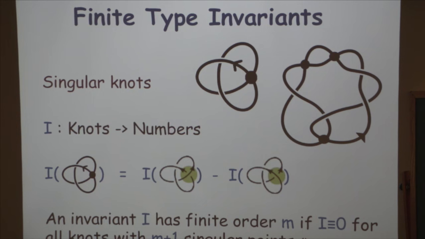What are the examples? So the linking number, I guess. Yeah, it will be finite type. I don't know about the Alexander polynomial. Okay, so they all appear in the next slide. Yeah, that's a legitimate question. But I think that the crossing number is known to be not of finite order.